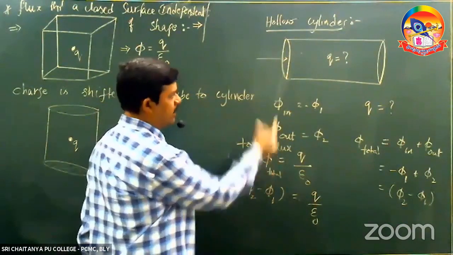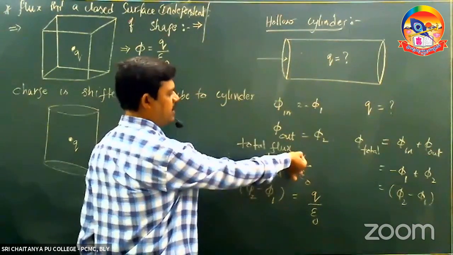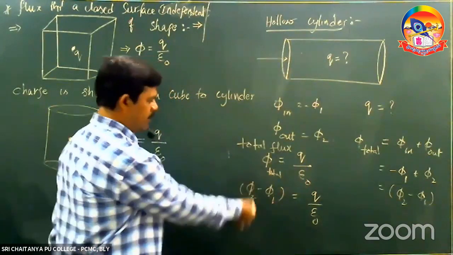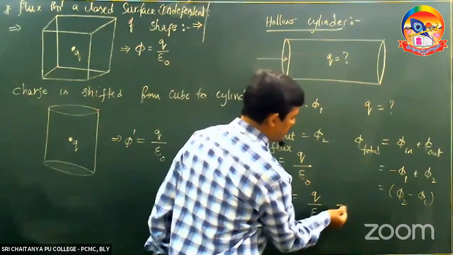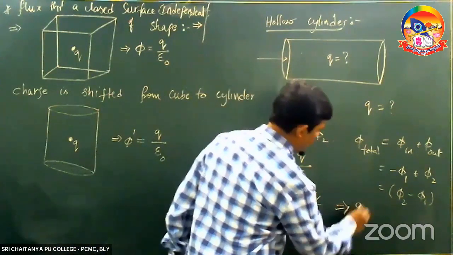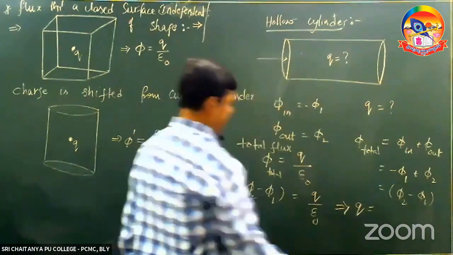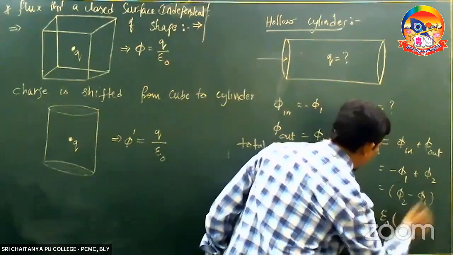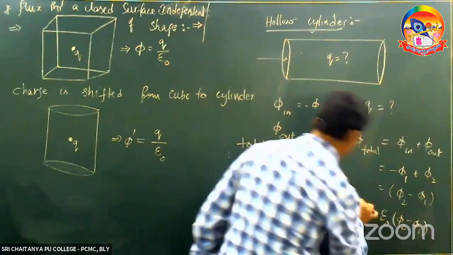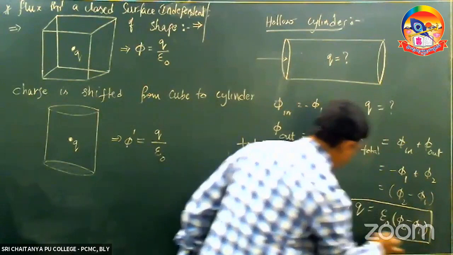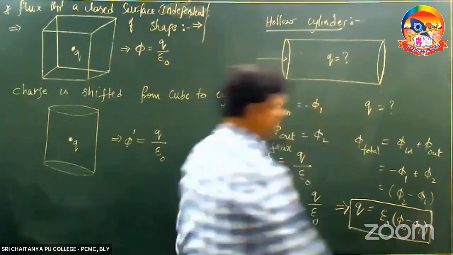We know the total flux linked with the closed surface is charge inside by epsilon naught. Then phi 2 minus phi 1 is Q by epsilon naught. Then what is Q? Q is epsilon naught into phi 2 minus phi 1. This is the answer.